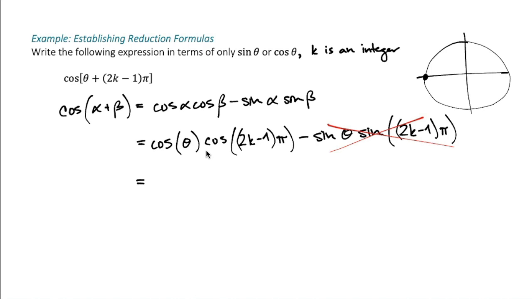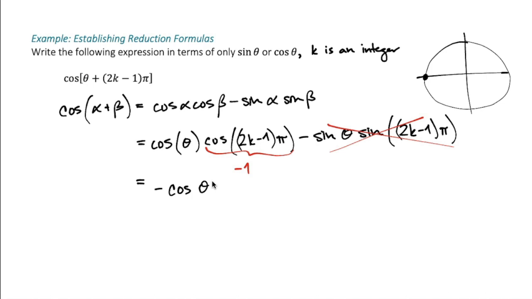That's 0. It also means that this cosine of an odd pi is always negative 1. And so our final answer, we get negative 1 times cosine of theta. So that's just negative cosine of theta. That's the long way to do this problem.